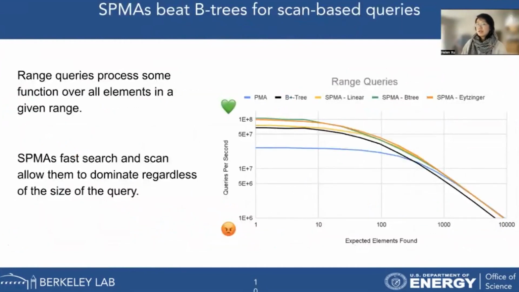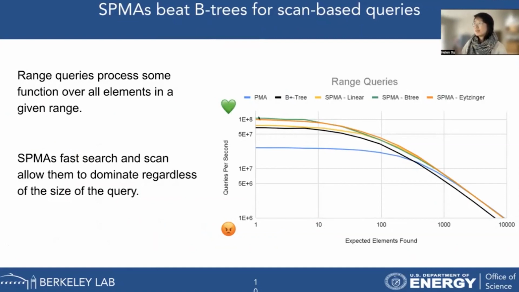Yeah, and kind of going back to what I was saying in the beginning, we expect PMAs and SPMAs to be better for scans because they're one contiguous chunk of memory. So we tested range queries, which are this operation where you want to apply some function or do some processing on a range of your elements. We tested a bunch of different sizes of the range queries. So range queries have a size, which is the number of elements that you're going to process.